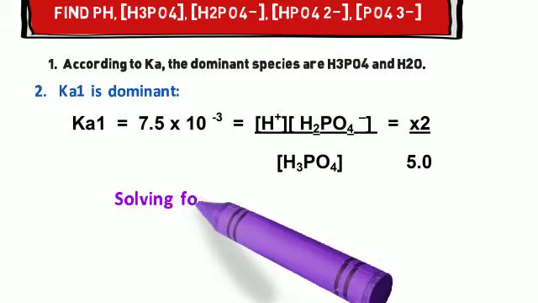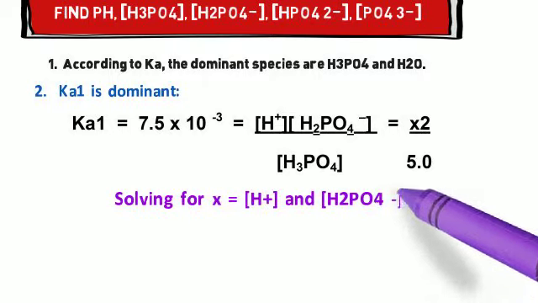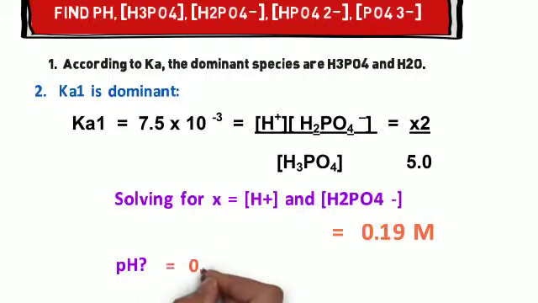So solving for x, that will solve for your 2 concentrations. That's what you will get when you solve for x, concentrations of these 2 species. And that came out to be 0.19 molarity. Great. Now you should be able to solve for what? Well, now you can solve for pH. Remember the negative log of the concentration of hydrogen ions. It came out to 0.72 is the pH.